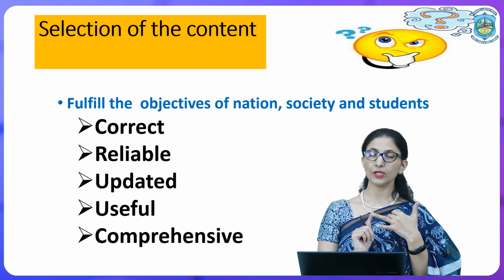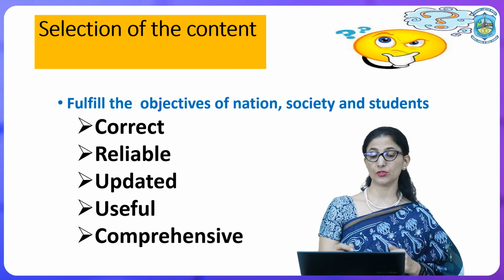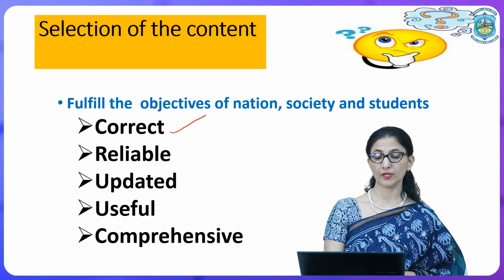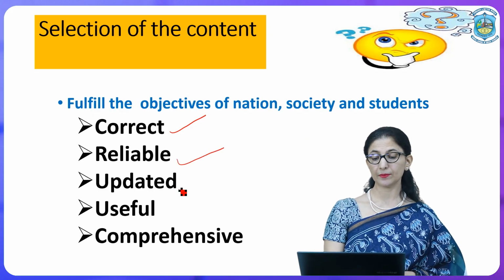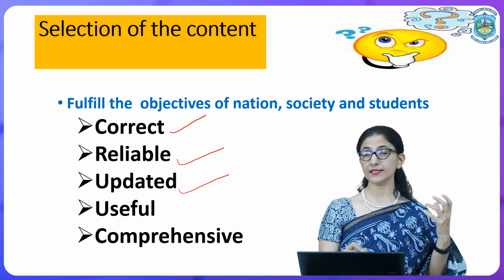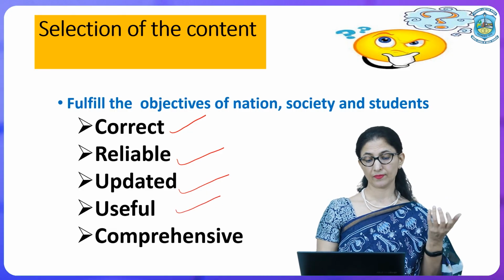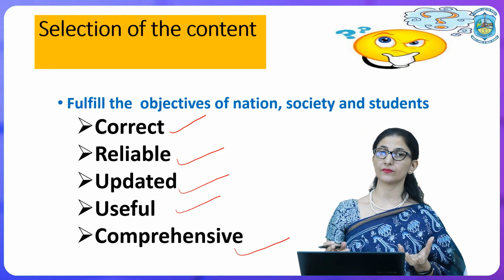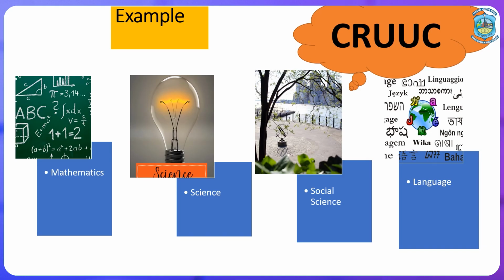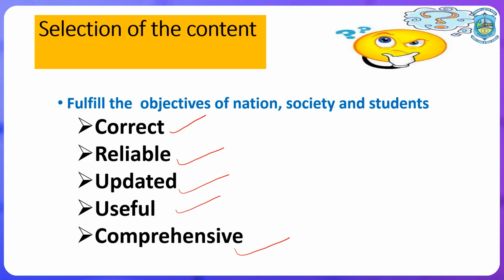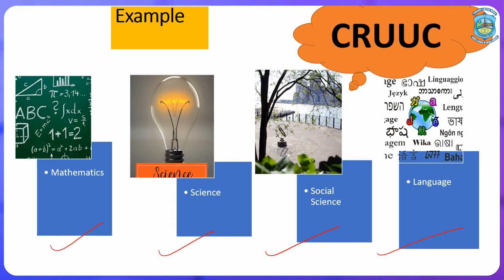For that, what should be taught to the students? We should give the correct information to the students, reliable content should be shared, updated information should be shared, and content should be useful for the students and it should be comprehensive. For example, whether it's the subject of mathematics, science, social science or language, we have to keep CRUUC in mind: correct, reliable, updated, useful, comprehensive content should be shared.